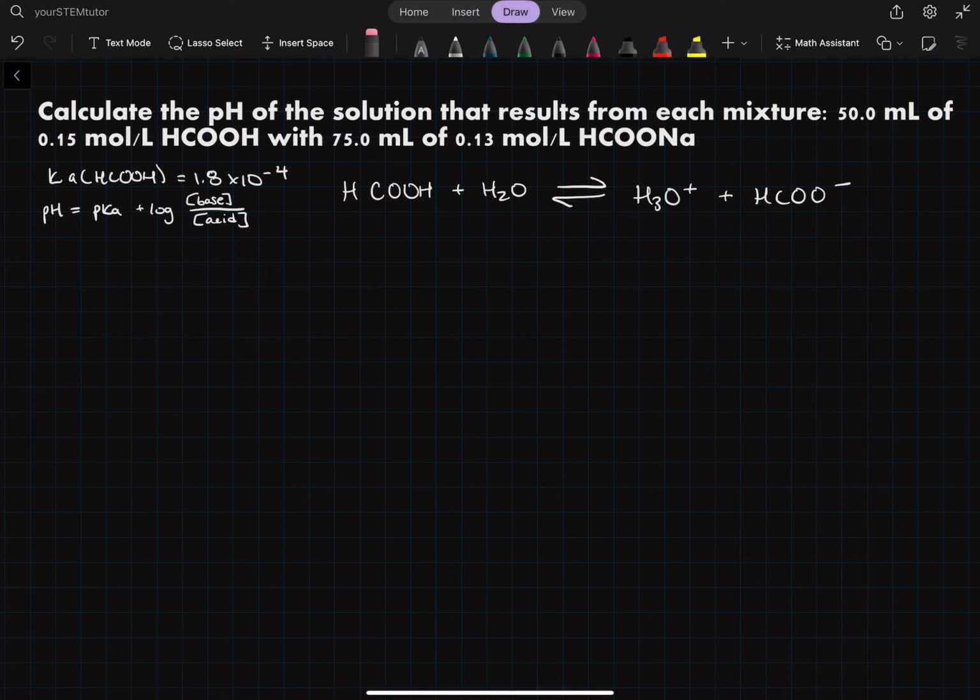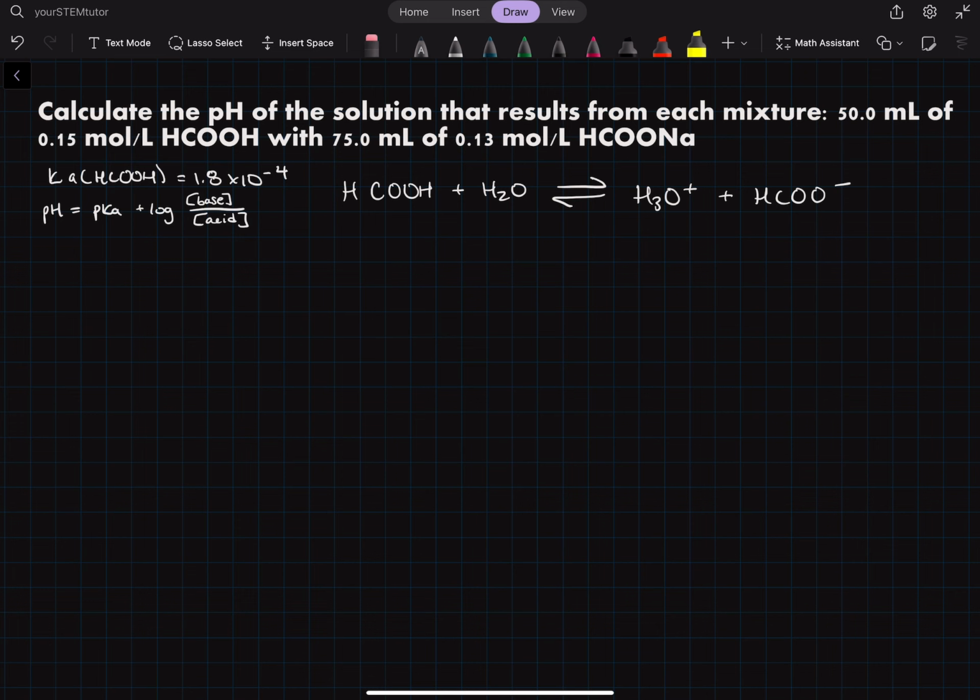So today we're going to do an acid-base reaction type question on the channel. The question is asking us to calculate the pH of the solution that results from each mixture. So this mixture is 50 milliliters of 0.15 mole per liter acid, and then we have 75 milliliters of 0.13 mole per liter of our conjugate base.